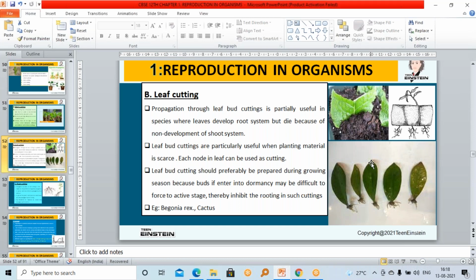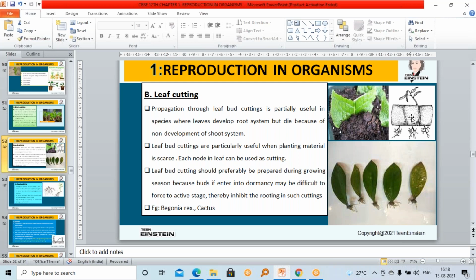Why are we preparing only at that time? If the bud is entering into a dormant stage, it is very difficult to bring it into the active stage. If the bud goes to a dormant stage, then it is difficult to bring it back to the normal active stage. So during the growing season only, we need to prepare this leaf bud cutting. That is the main important thing.